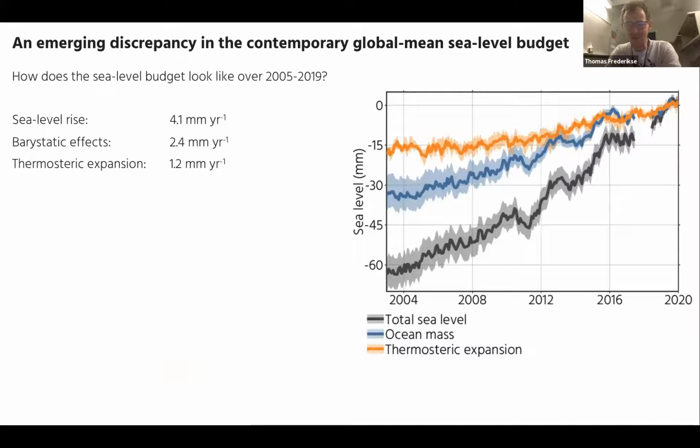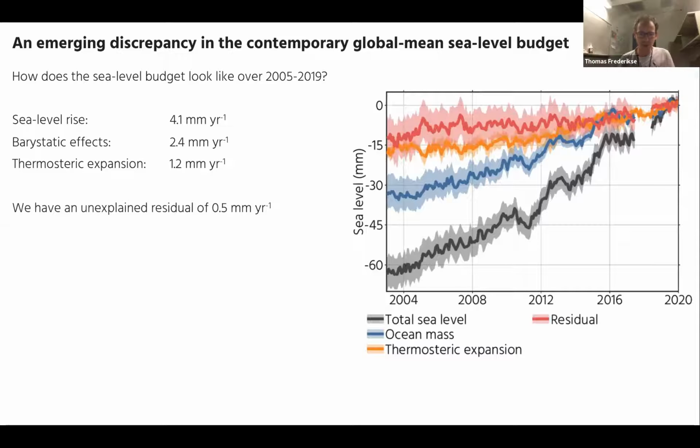Here you see the recent numbers that we got from this study. This is all from 2005 to 2019. In black, we have global mean sea level rise from altimetry, which is now rising by about 4.1 millimeters per year since 2005. Then we have barystatic sea level rise due to the melting ice sheets, the added mass to the ocean, of about 2.4 millimeters per year. And we have thermosteric expansion measured by Argo of 1.2. You can already see that if you add it up, we have a residual of 0.5 millimeters per year, which, as you maybe see from this graph, mostly happens in the last 5-6 years of this record.